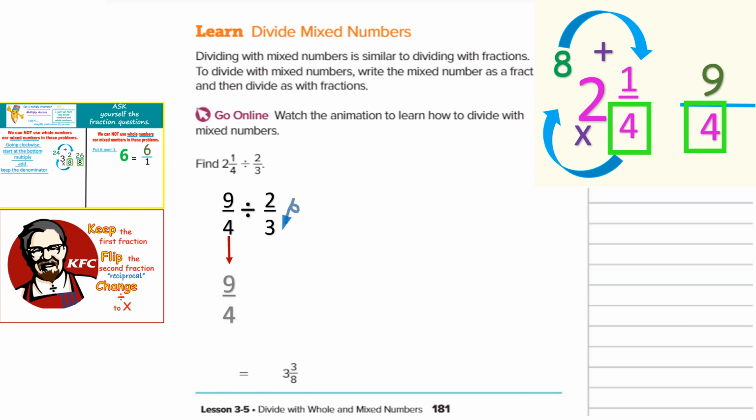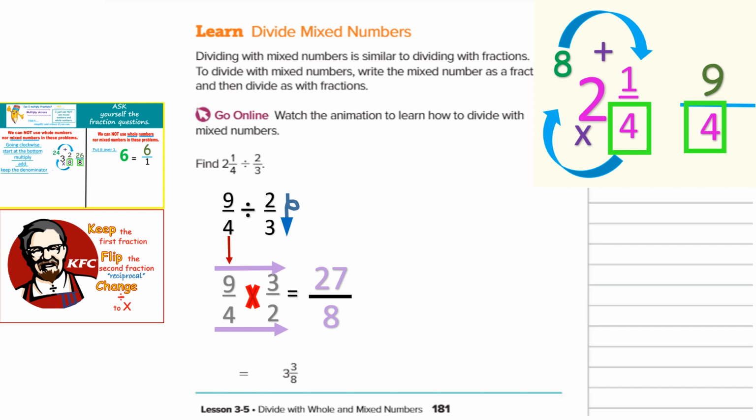I keep my first one, I flip my second one, so I use the reciprocal of 3/2, and then I change division to multiplication. What can I cross reduce on this one? Well, nothing. So I'm simply going to multiply across. When I multiply my denominators, 4 times 2 is 8, and my numerators, 9 times 3 is 27.